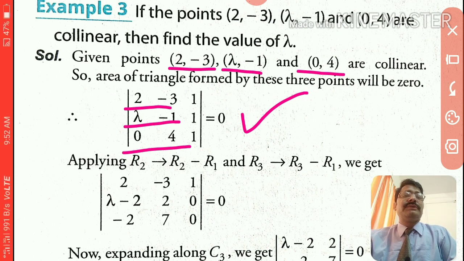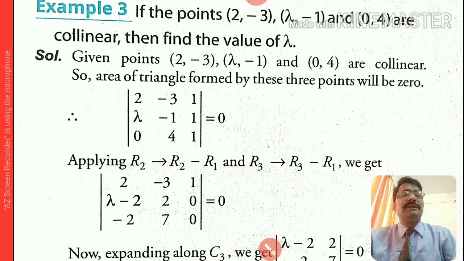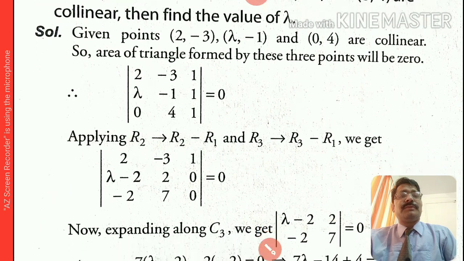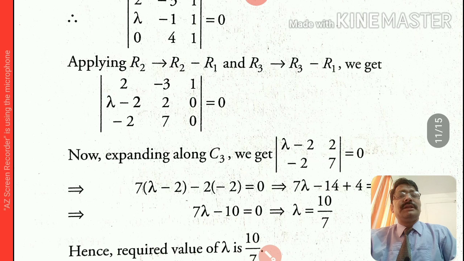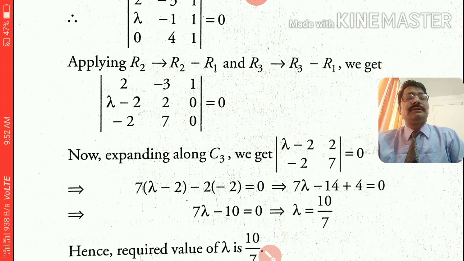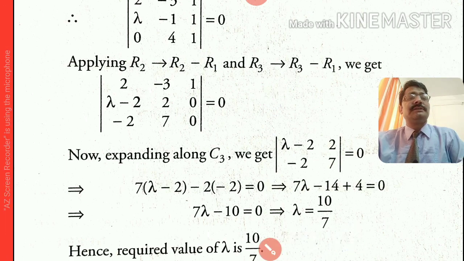Now if you want, you can apply the property, or otherwise you can expand also, and you will solve these and get the value of lambda. Look here, you can apply the property, or you can do it directly, and then you will solve and get your answer: lambda equal to 10 by 7. It is not necessary that you use the property. You can do it without the property also and you will get the answer.